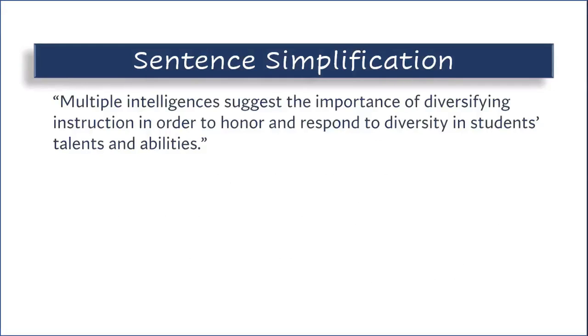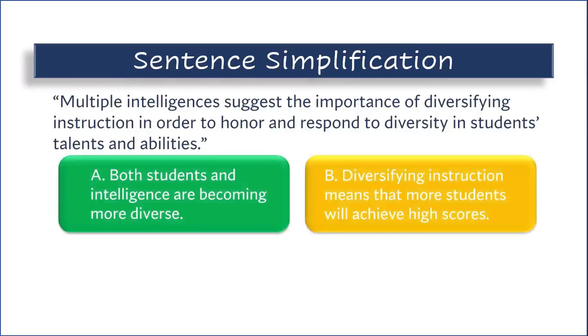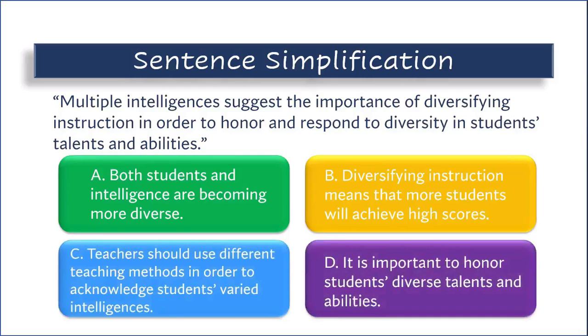Multiple intelligences suggest the importance of diversifying instruction in order to honor and respond to diversity in students' talents and abilities. A. Both students and intelligence are becoming more diverse. B. Diversifying instruction means that more students will achieve high scores. C. Teachers should use different teaching methods in order to acknowledge students' varied intelligences. D. It is important to honor students' diverse talents and abilities.